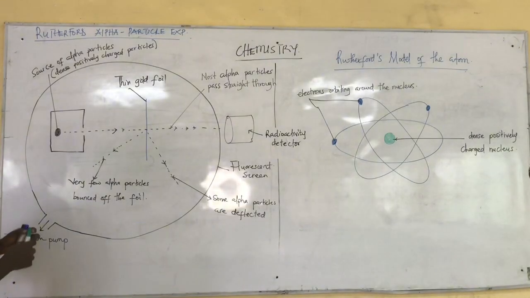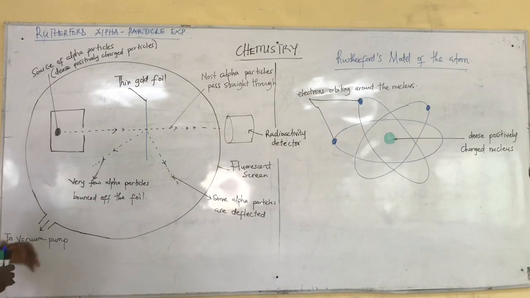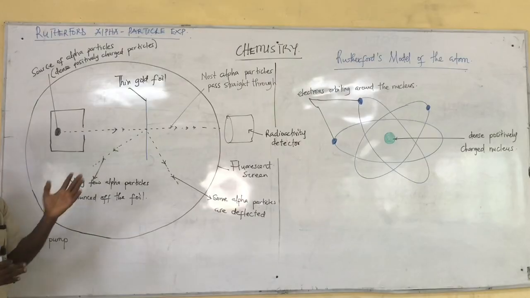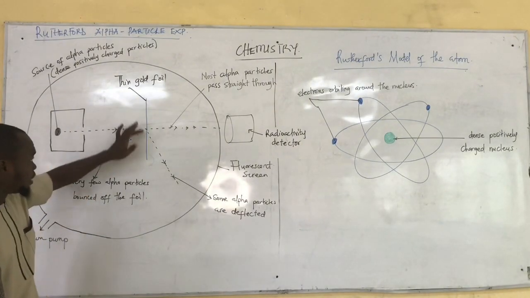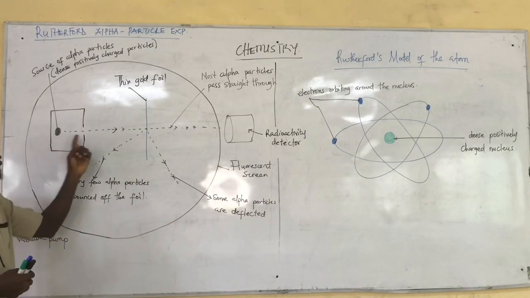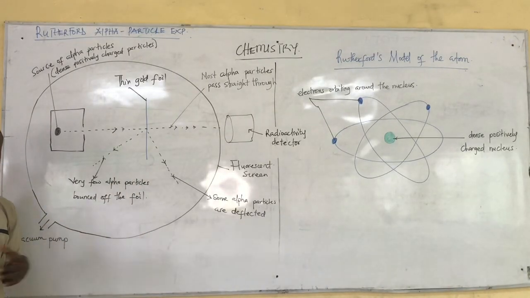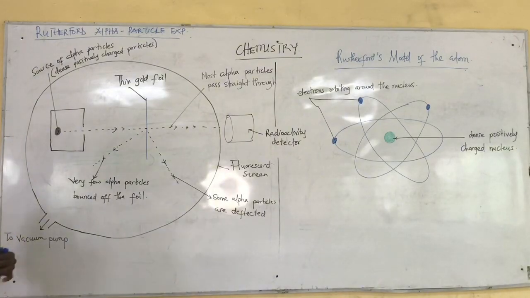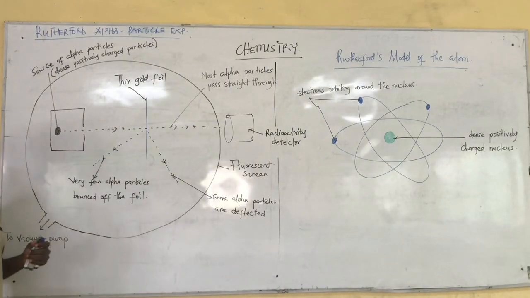In the diagram on the board here, I have my source of alpha particles. And then what did he do? He struck the alpha particles against a thin gold foil. The blue line you see over here indicates my thin gold foil. That was the experiment. Marsden and Geiger observed what would happen once the alpha particles strike or bombard the thin gold foil.